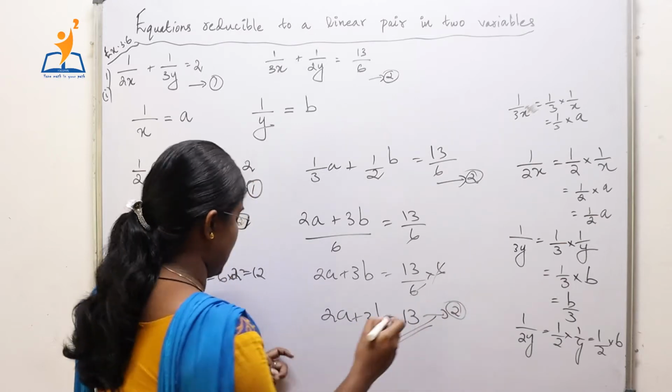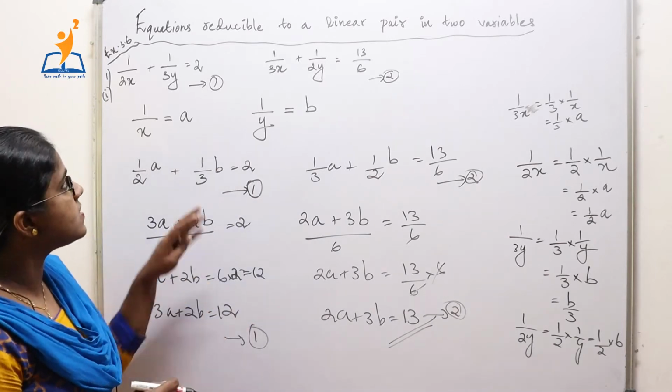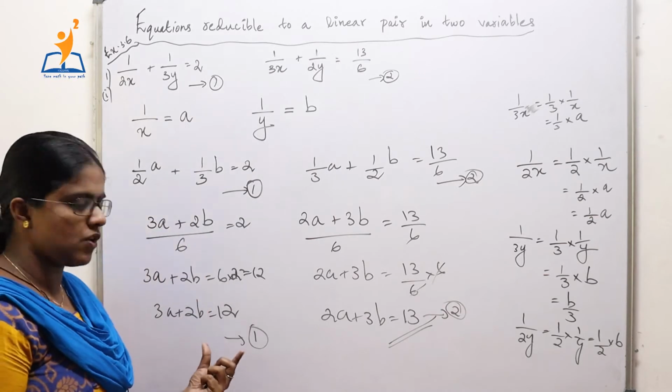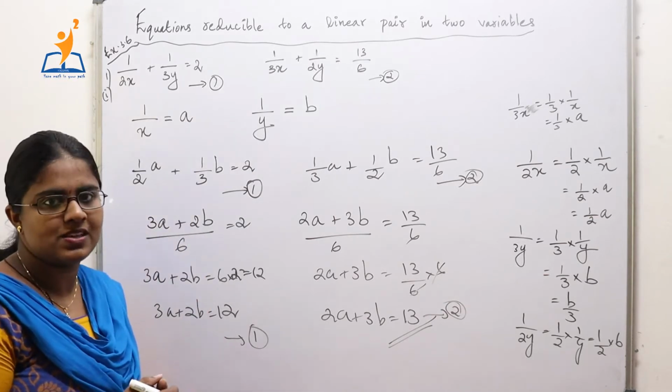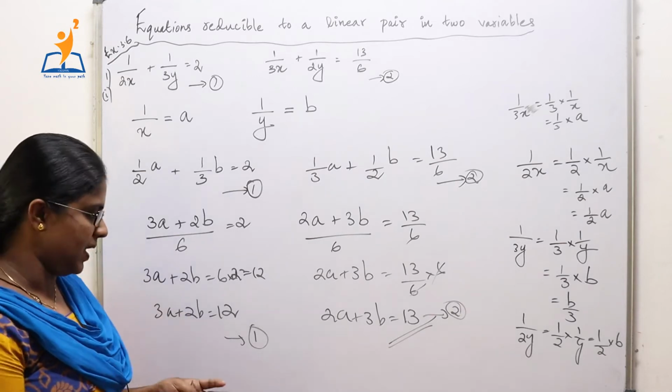So we got a pair of linear equations in two variables. Instead of solving the original pair, we are going to solve this pair of linear equations in two variables, and hence we will find the values for a and b.